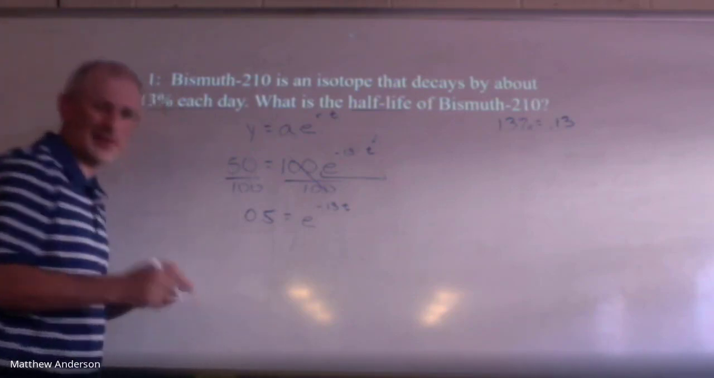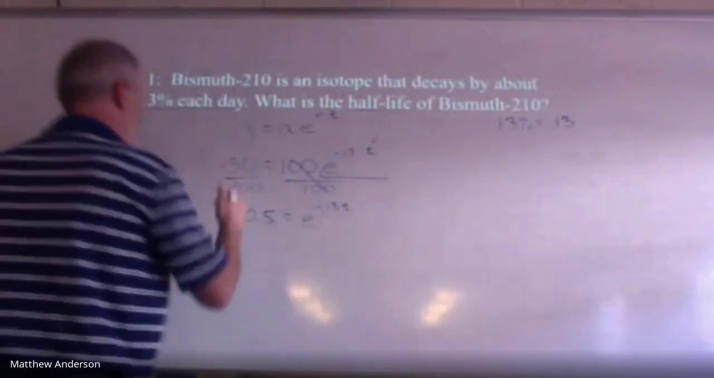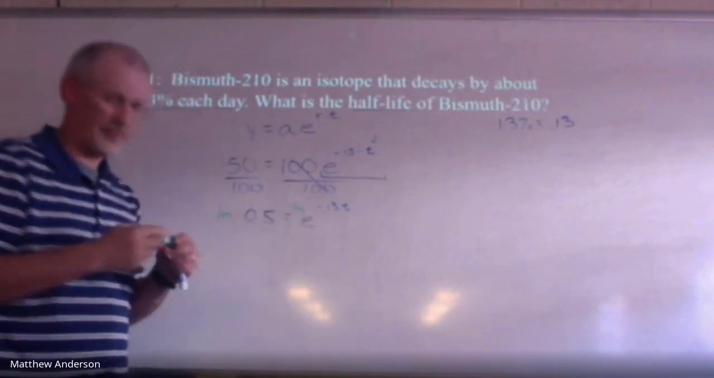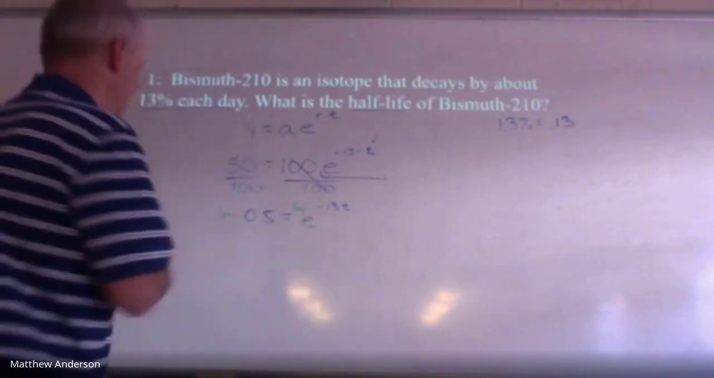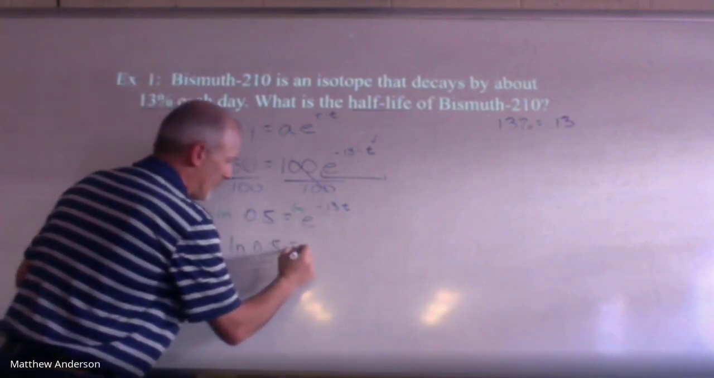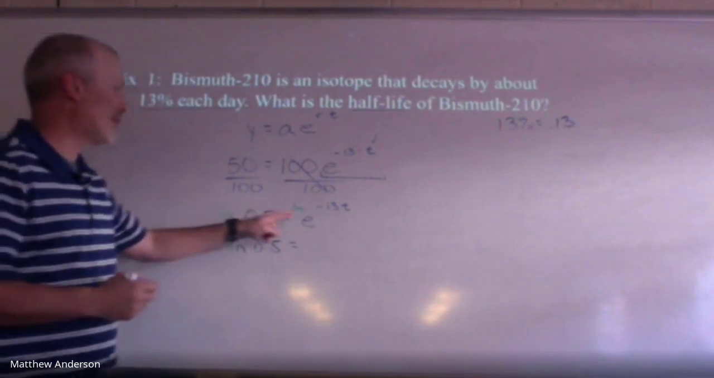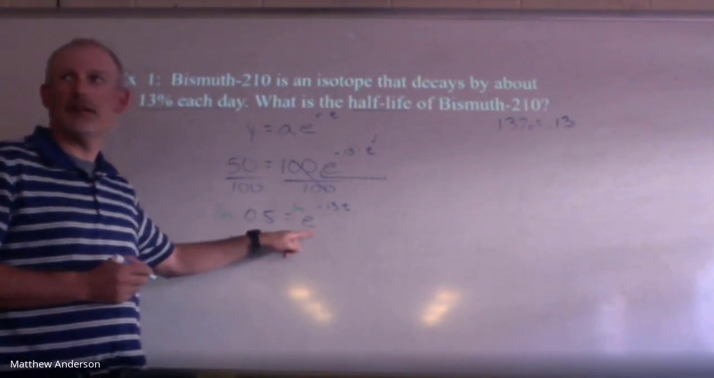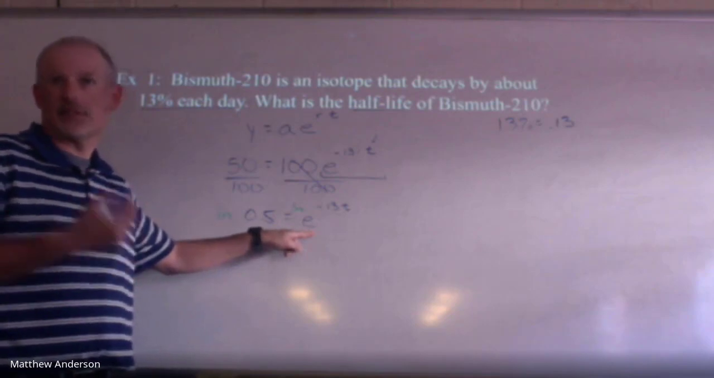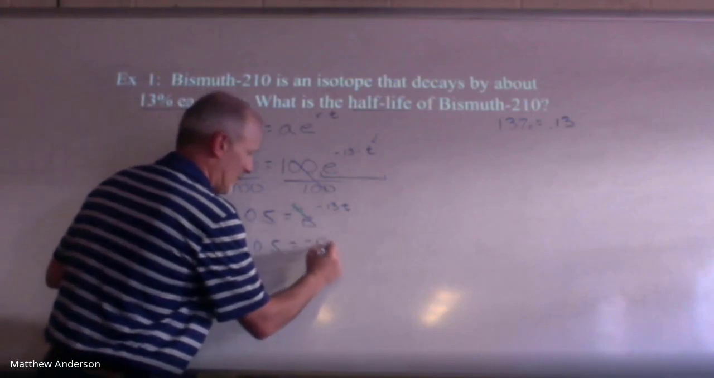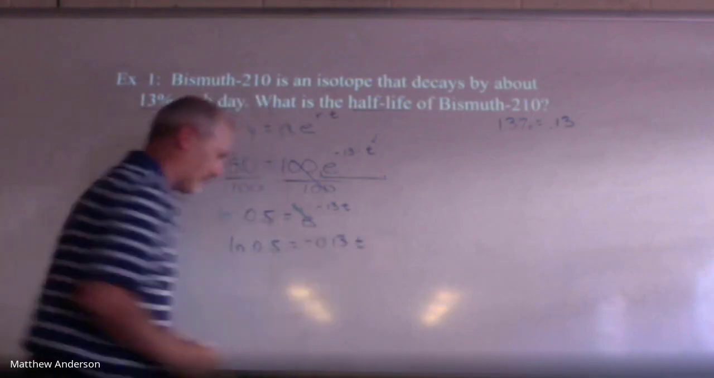I'm just going to switch colors here. And I'm going to put natural log right here in front of this one and natural log here in front of that one. So we are going to have natural log of 0.5 equals, and does anybody remember what happens when you have a natural log next to an e? They cancel out. That's especially why we would use natural log in this case. They cancel out, and we have negative 0.13 t.